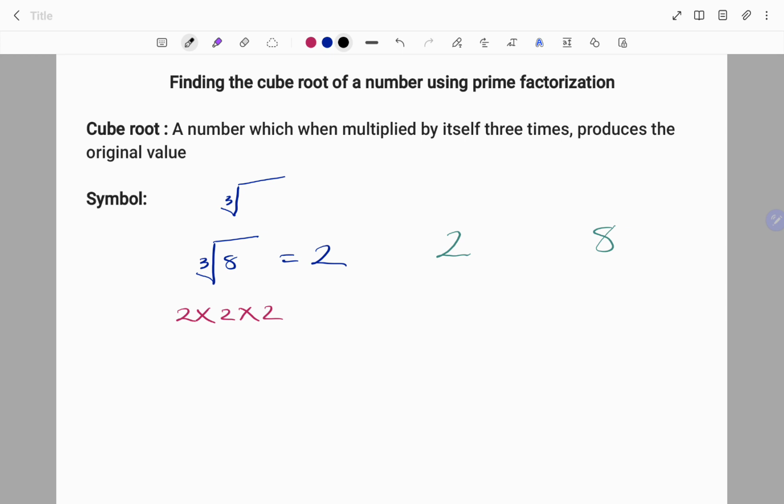So if we go from 2 to 8, we find the cube of 2: 2 times 2 times 2 gives us 8. And if we find the cube root of 8, we are going to have 2. Let's take a look at the following examples, checking out the steps to take while using prime factorization to find the cube root of a number.